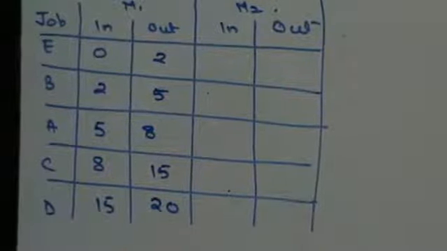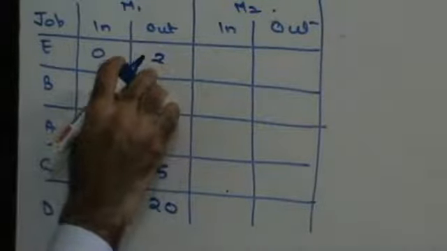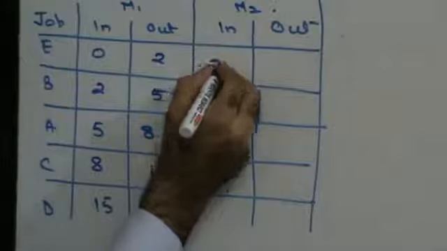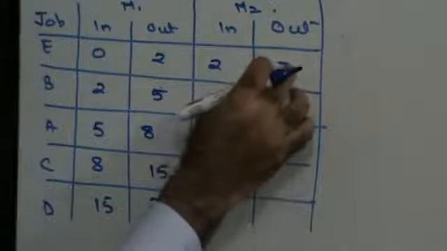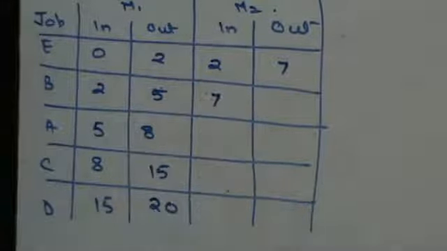Fine, do we get this thing here, how I did this? Now, whatever is the time out of machine 1 will be the time in for machine 2. Right? Now job E on machine 2 takes 5 hours. 2 plus 5, 7. You have to make sure that the time out of machine 2 is always greater than the time out of machine 1. Okay, so this is 7.